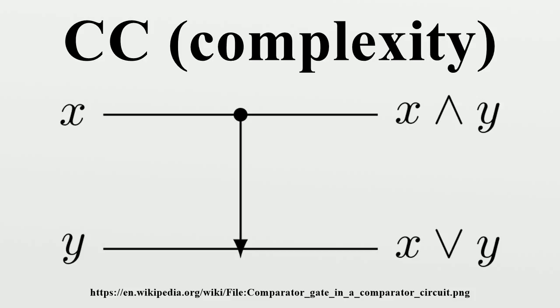CC complete problems. A problem in CC is CC complete if every problem in CC can be reduced to it using a log space reduction. The comparator circuit value problem is CC complete. In the stable marriage problem, there is an equal number of men and women. Each person ranks all members of the opposite sex. A matching between men and women is stable if there are no unpaired man and woman who prefer each other over their current partners. A stable matching always exists.